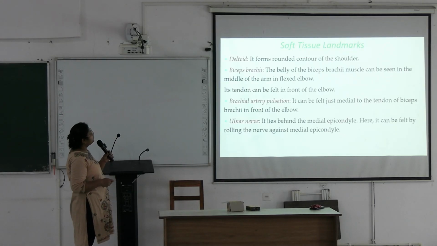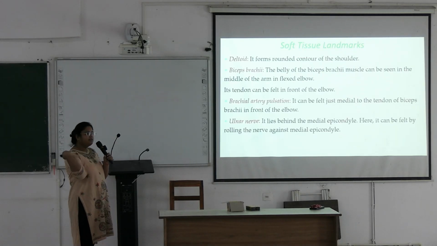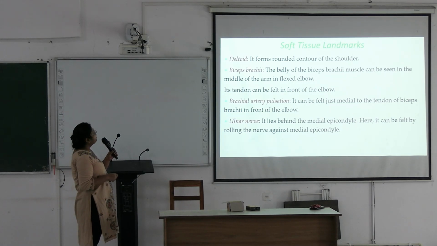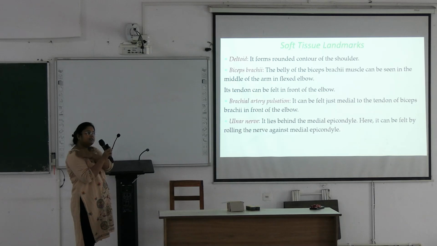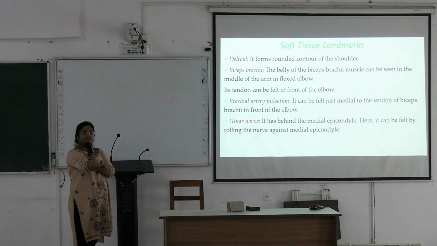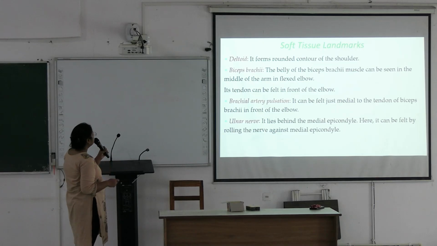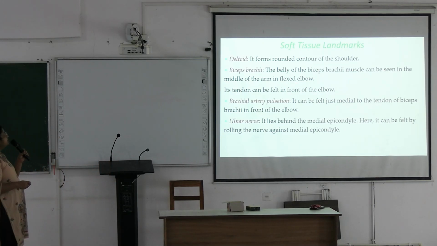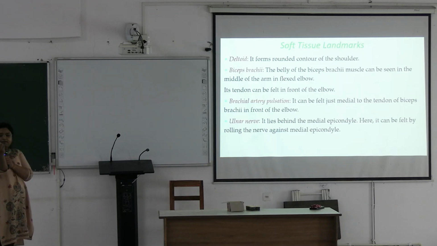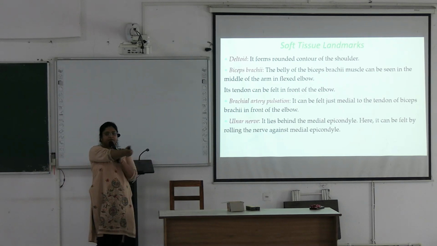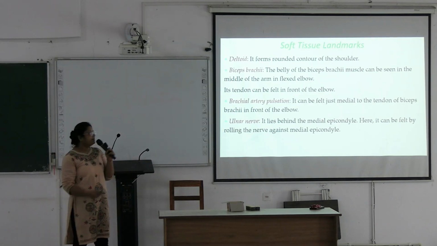In the arm, these are the soft tissue landmarks. You will see a rounded contour of the shoulder. This is formed by the deltoid muscle. So here is the deltoid muscle. Next is the biceps brachii, here in front of the arm. The belly of the biceps brachii muscle can be seen in the middle of the arm in flexed elbow. Here it becomes prominent during the flexing, and its tendon can be felt in front of the elbow. Here you can feel the tendon of the biceps brachii.